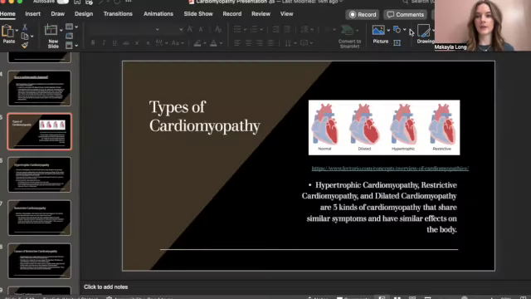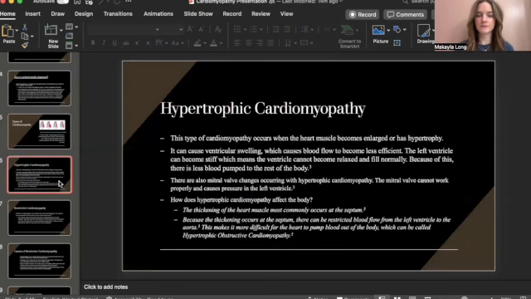There are three different kinds of cardiomyopathy: hypertrophic, restrictive, and dilated. These three kinds have similar symptoms and have similar effects on the body. Hypertrophic cardiomyopathy is probably the most common. It occurs when the heart muscle becomes enlarged. It can cause ventricular swelling, which causes blood flow to become less efficient, and the left ventricle can become stiff, which means the ventricle cannot become relaxed or fill properly.